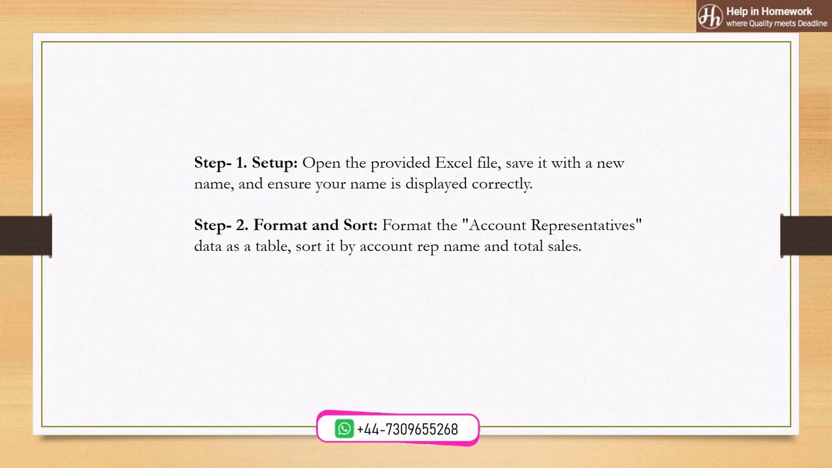Step 1. Setup. Open the provided Excel file, save it with a new name, and ensure your name is displayed correctly. Step 2. Format and sort. Format the account representatives data as a table. Sort it by account rep name and total sales.